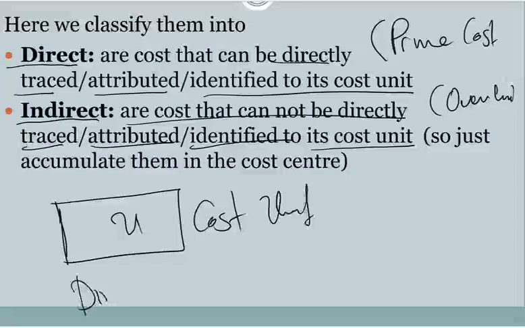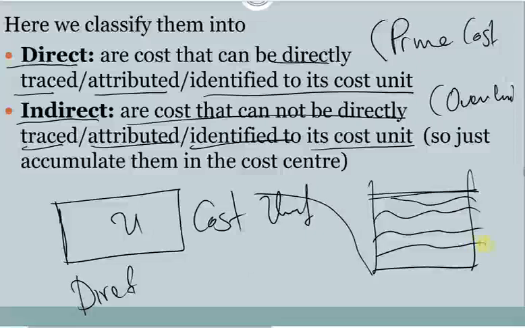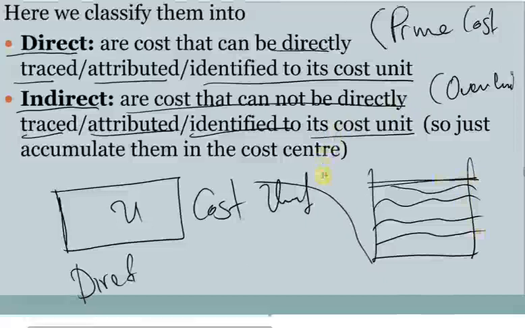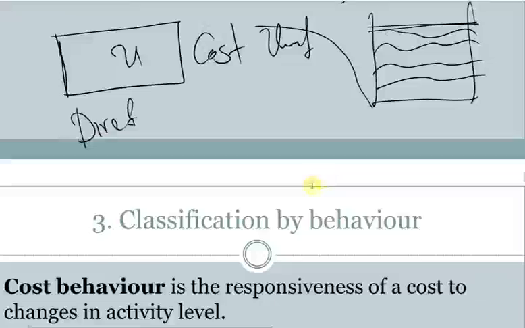direct cost unit. While those indirect costs will just be accumulated in a cost center because you cannot trace them. You just accumulate them first. After accumulating them, at the end of the day, you can divide by the number of cost units you have produced. So that's how they are supposed to be handled.